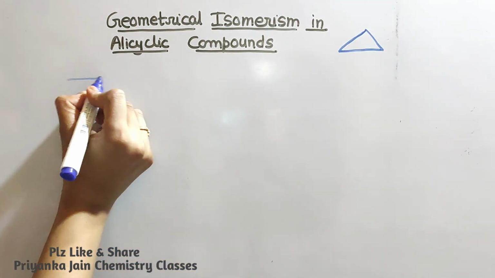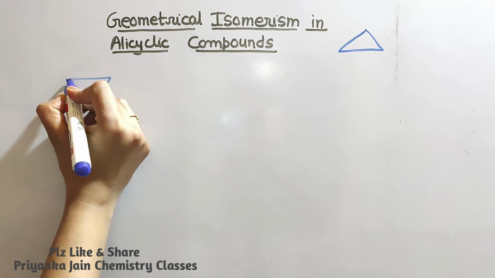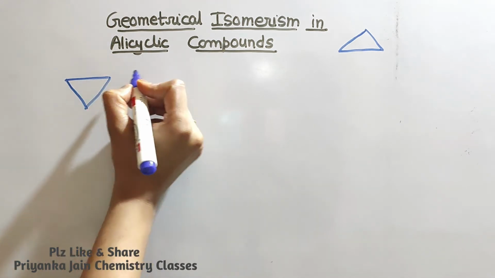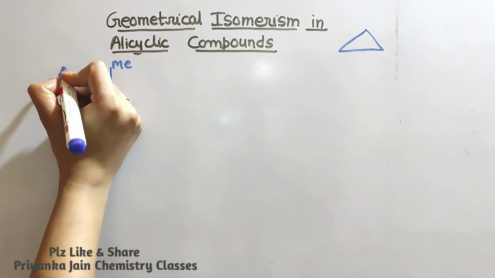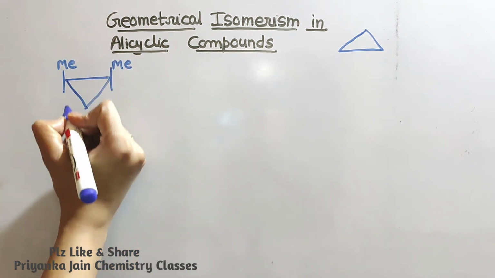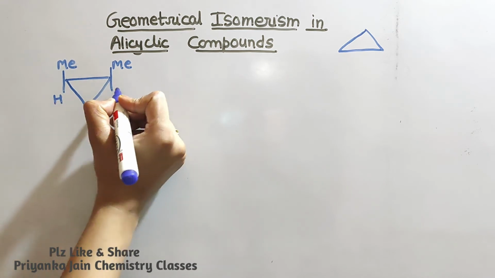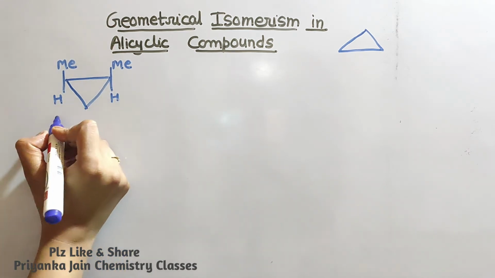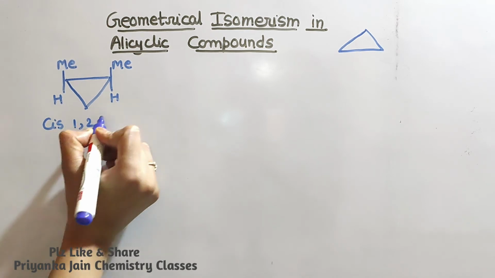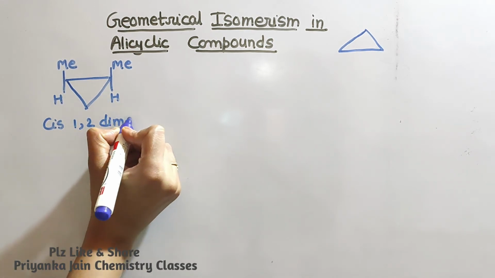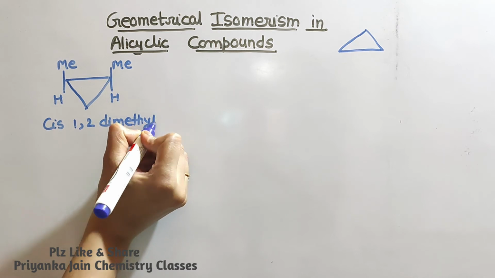For example, see this case. There is one methyl group and this is another methyl group, and the two methyl groups are present on the same side, so this will be called the cis isomer. It means it will be cis-1,2-dimethylcyclopropane.